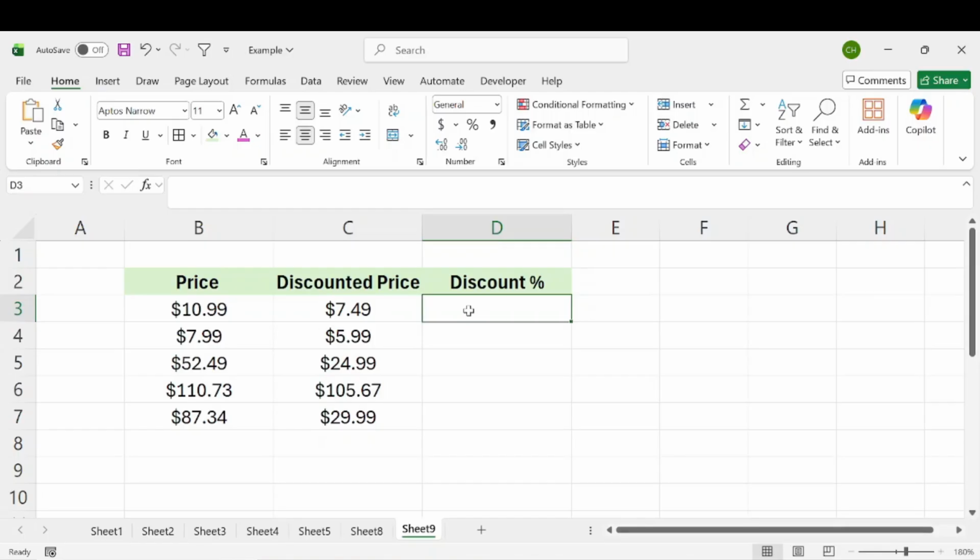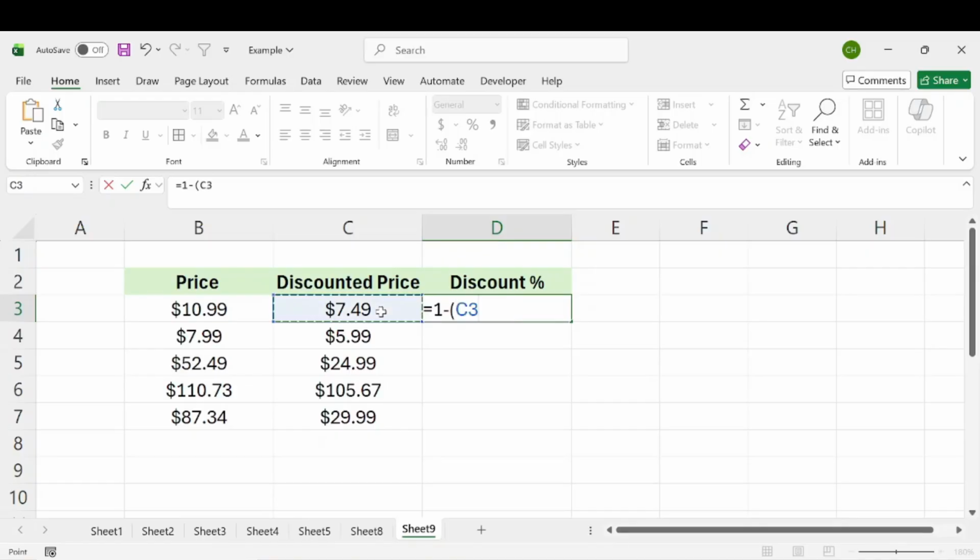with it. So basically, in the cell you're wanting to display the discounted percentage, you click on that cell and type equals to start a formula. And then you'll do 1 minus parenthesis the discounted price divided by the original price and parenthesis.